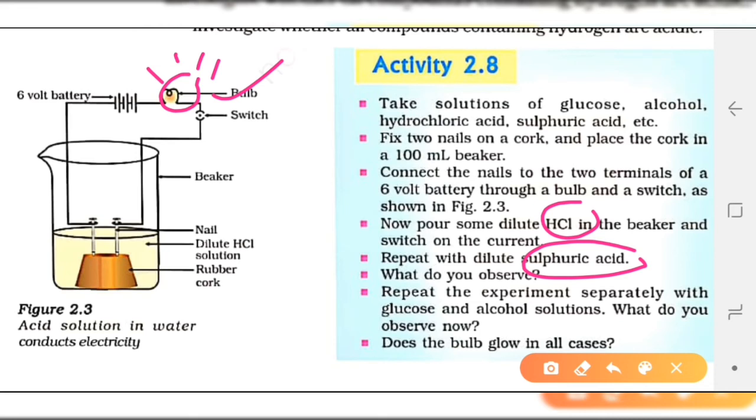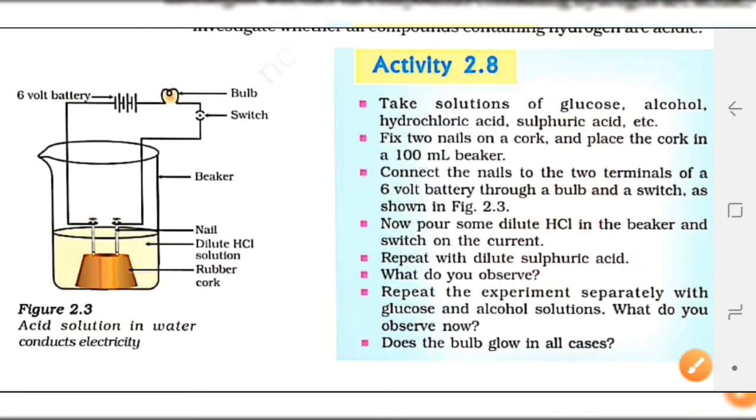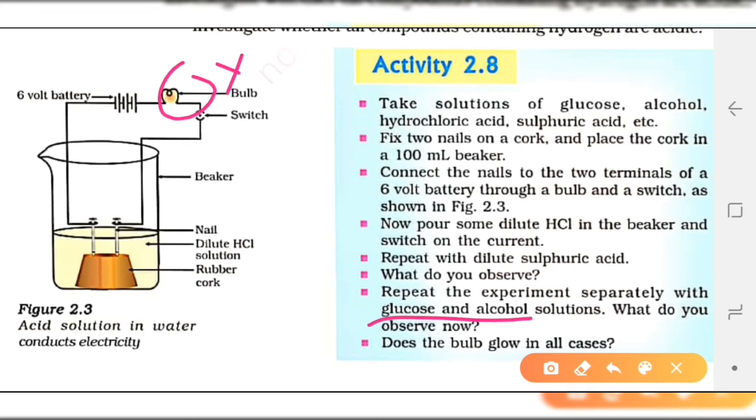But if you see the second observation, for the glucose and alcohol, the bulb will not glow in the case of glucose and alcohol. So here you can see in the case of glucose and alcohol, this bulb will not glow. What is the reason behind it? As alcohol and glucose are organic compounds, they do not ionize in water. As a result, such a solution does not conduct electricity.